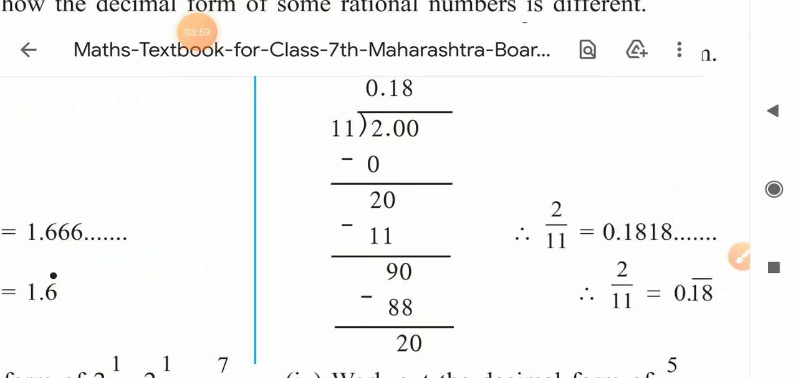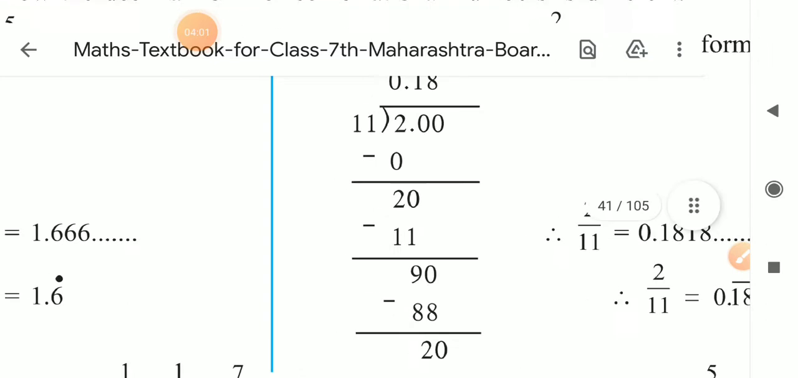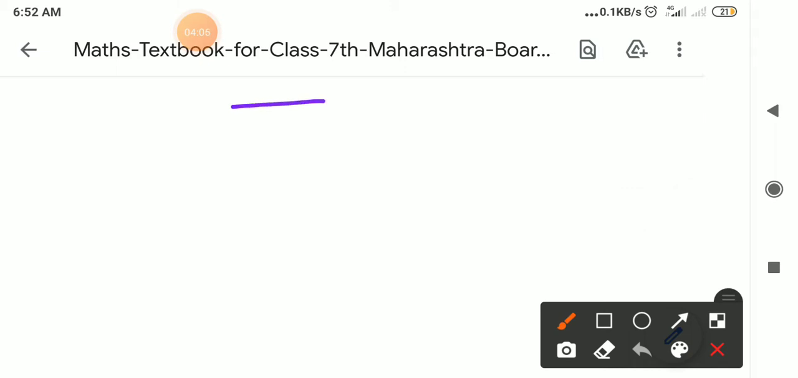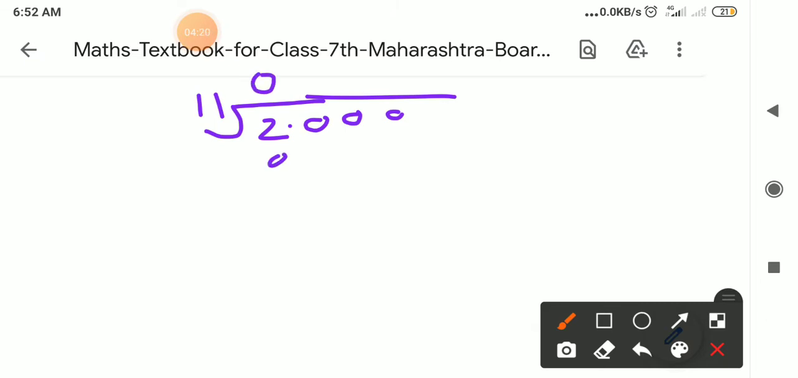Now if we divide 2 by 11, you know that 2 is smaller than 11. Here we are taking the point and zeros. So at first we have to take 0 here, 0 here, subtraction 2, and now write this 0 here, and put the point down. Because the single digit was finished here, after one digit the point is there.